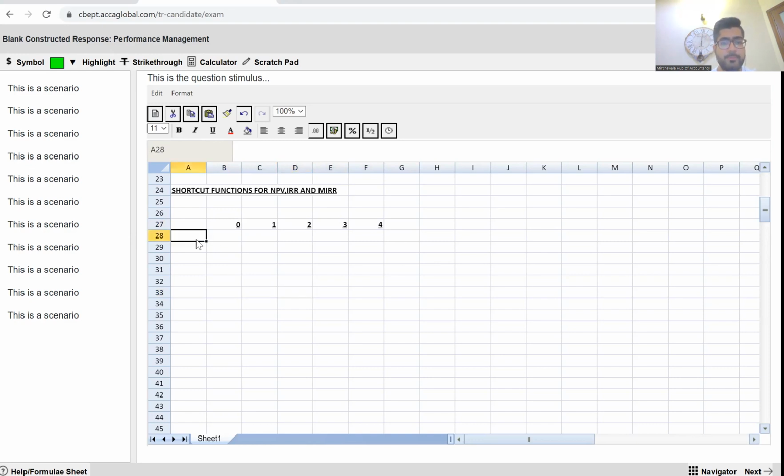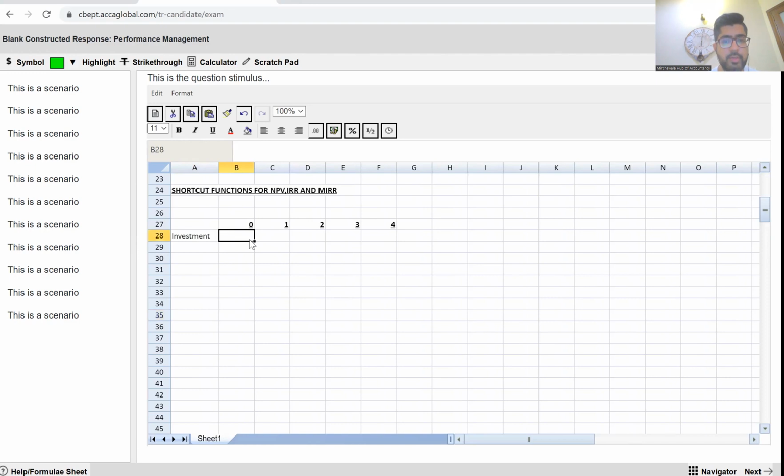Now, how do you find NPV? You first write investment. You know, investment is an outflow. For example, it's minus 1,000, at year 0. Then we write sales revenue, selling price into units. For example, the year 1 sales revenue is 2,000. Year 2 sales revenue is 2,500. It's an inflow, therefore positive. Year 3 sales revenue is 2,200, and year 4 sales revenue is 2,400.